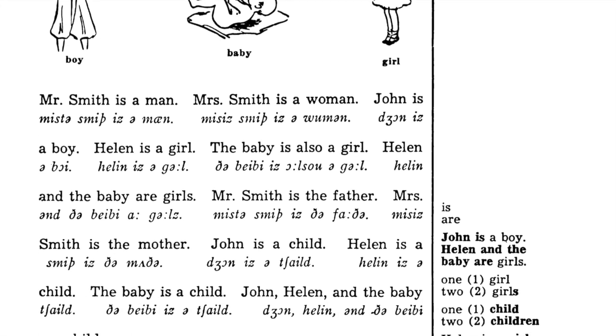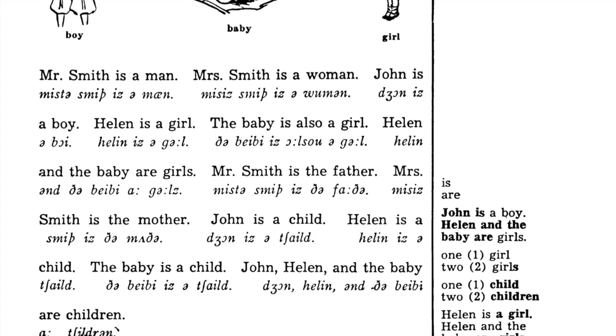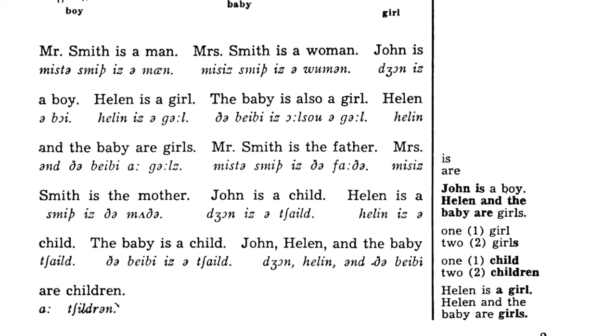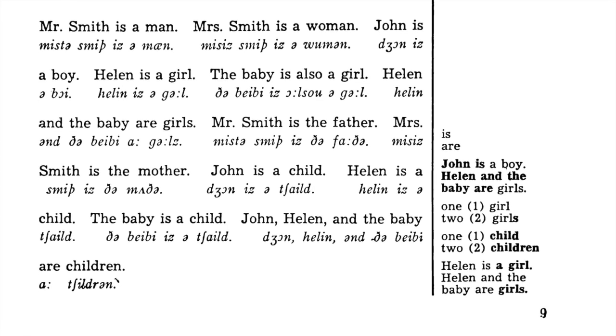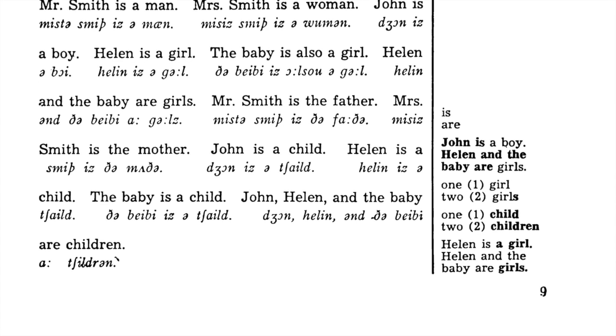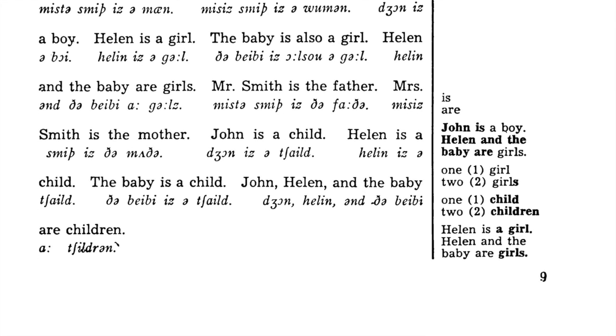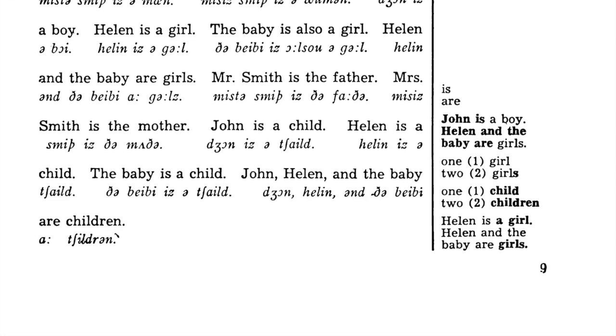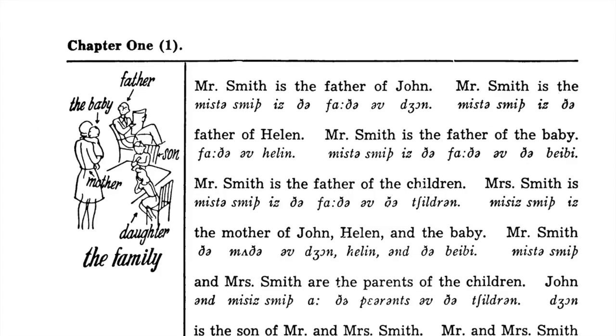Mr. Smith is the father. Mrs. Smith is the mother. John is a child. Helen is a child. The baby is a child. John, Helen, and the baby are children.